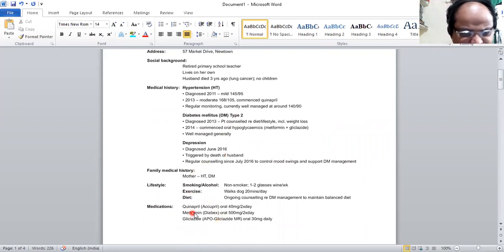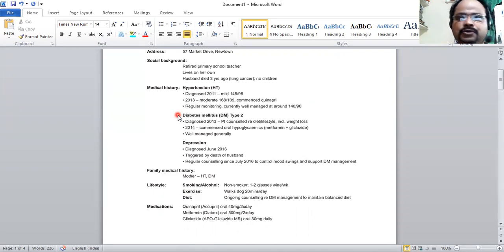And we do have certain medications too to include: quinapril, metformin, and glycoside. We also have lifestyle given. I don't recommend the lifestyle to be written in an emergency letter. Because it's an emergency letter, I just want the medical condition, not the lifestyle and social background. That is secondary, so I categorize the primary things first: the present medical condition and the past medical condition.